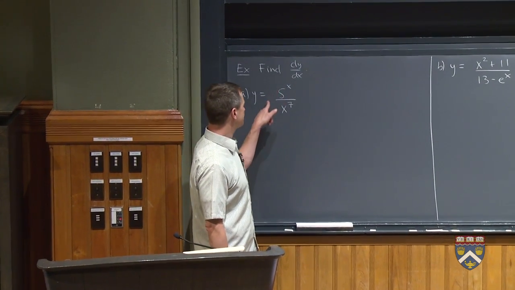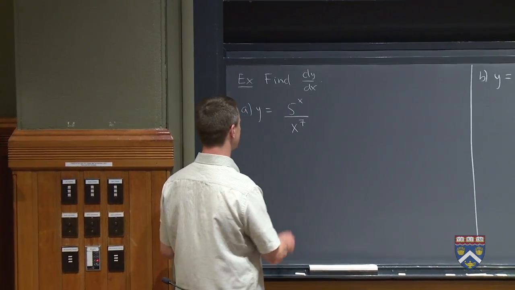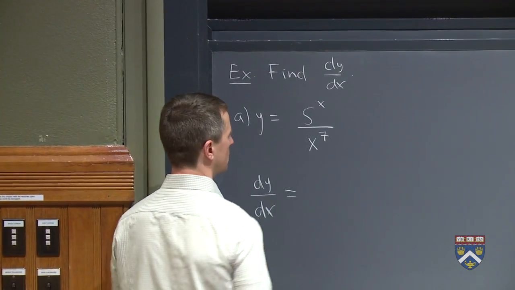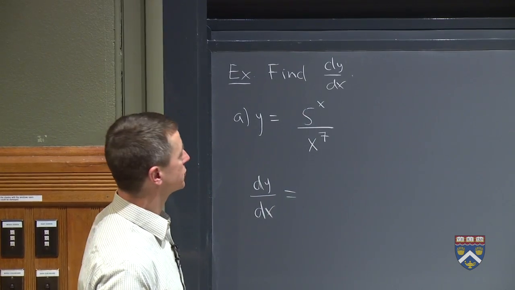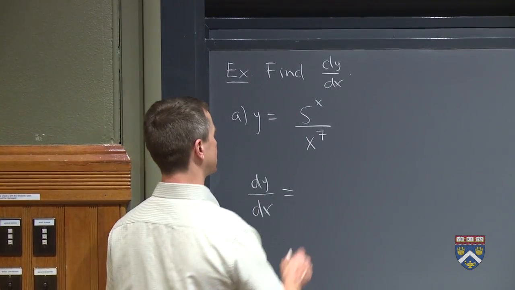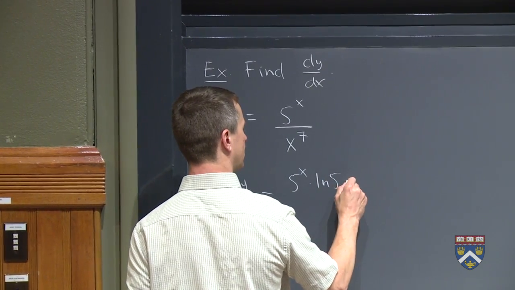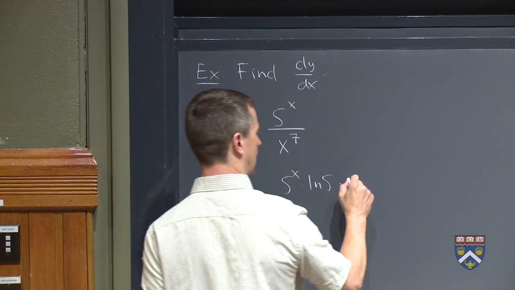So let's find the derivatives, dy dx, for these 2 functions. So we've got a quotient. Quotient rule says you start with the derivative of the top. So we take the derivative of the top, which is 5 to the x, ln 5, and we multiply that by the bottom.